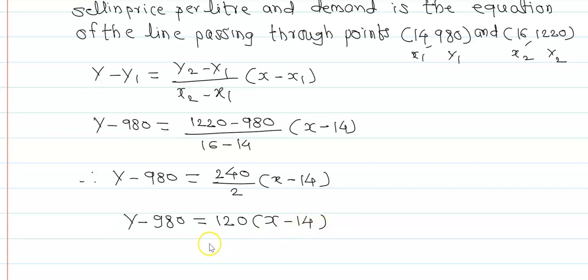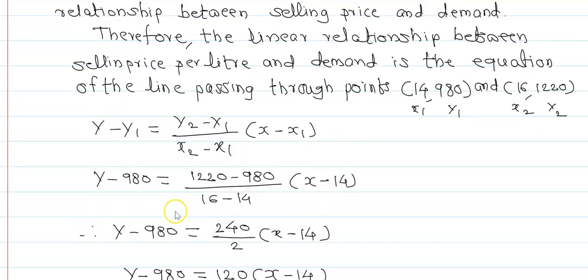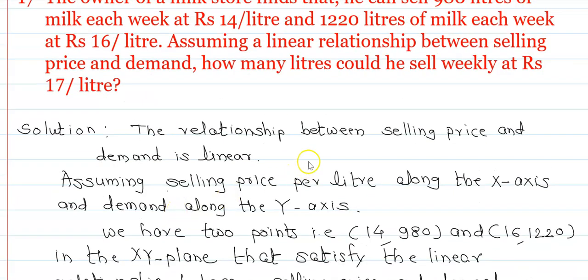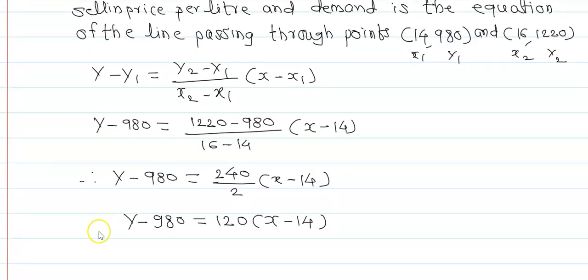Now this is the relationship between x and y, that is the demand and the selling price. Now we want to find out how many liters he could sell weekly at rupees 17 per liter. Therefore, substitute here x is equal to rupees 17 per liter.